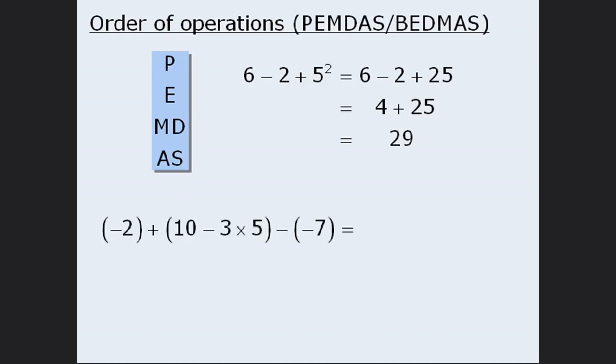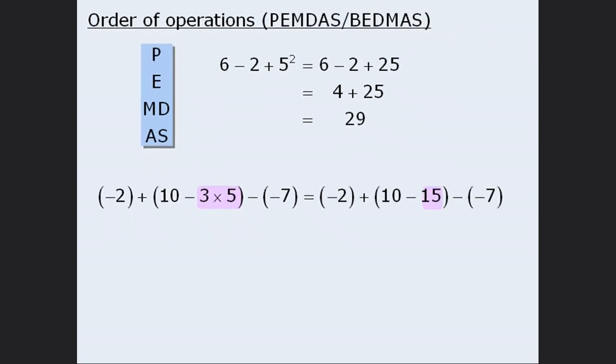Alright, let's try another one. According to PEMDAS, our first step must be to evaluate what's inside the parentheses. Now within these parentheses we have subtraction and multiplication. Since multiplication ranks higher than subtraction, we must tackle this first. So 3 times 5 is 15, so we can replace 3 times 5 with 15 over here.